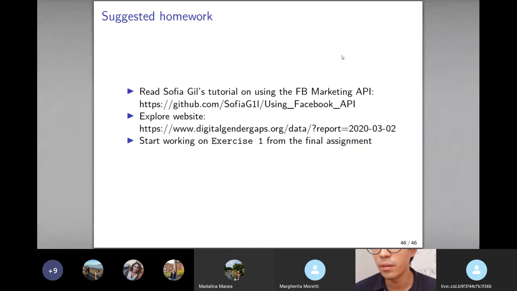Now we have a couple of minutes. If you also want to add something, you can just say it or write in the chat.